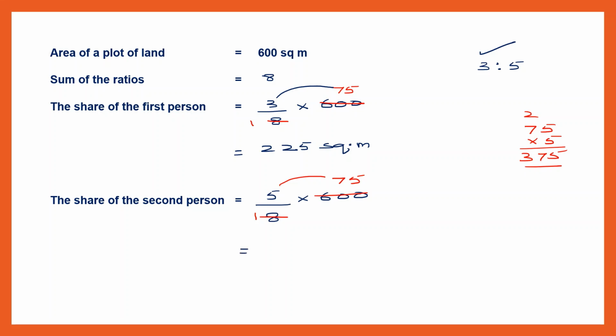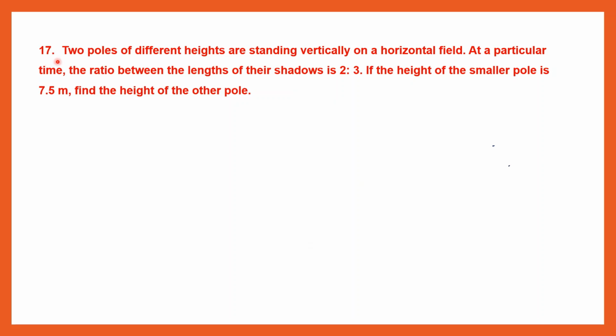375. So the second person gets 375 square meters. So we found the share of the first person, 225 square meters, and the share of the second person, 375 square meters. You can check your answer by adding up these two. You must get 600. Question 17.